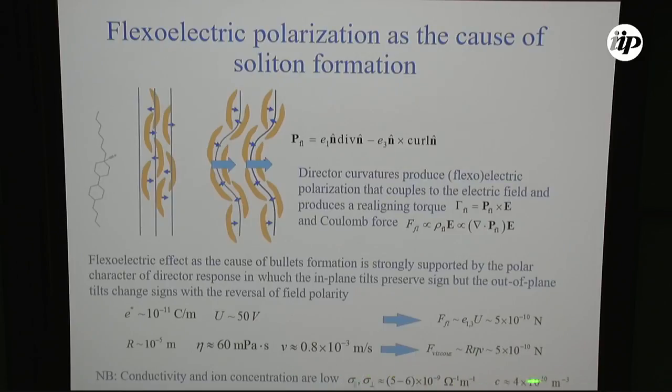In our case, the liquid crystal that we are using is about one order of magnitude purer than the commercial liquid crystals used in displays. The concentration of ions is really small, by one order of magnitude. And it's probably the reason why this flexoelectric polarization is not immediately screened by the ions in the material. And this is probably the reason why other people didn't see these solitons.